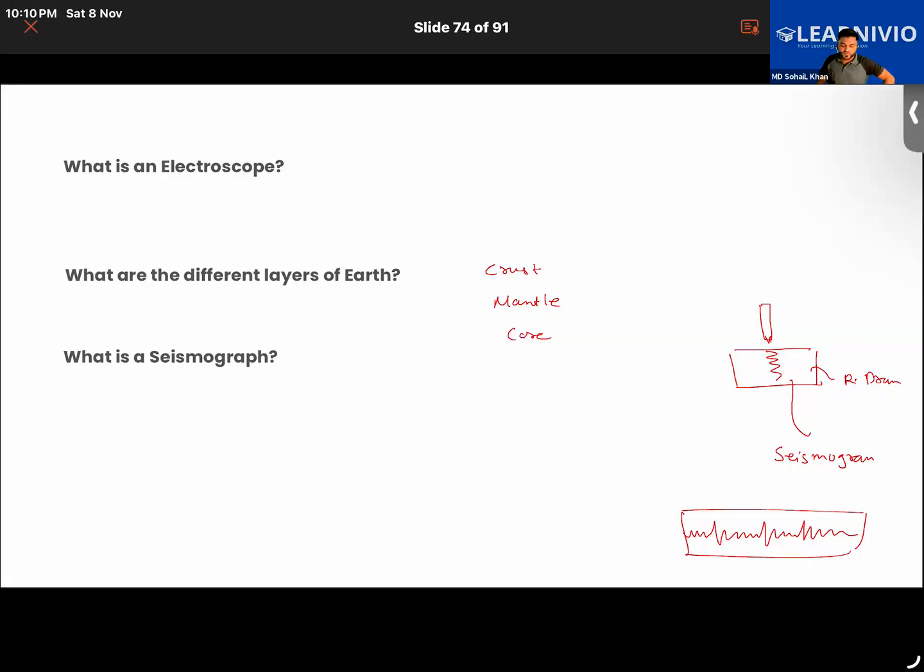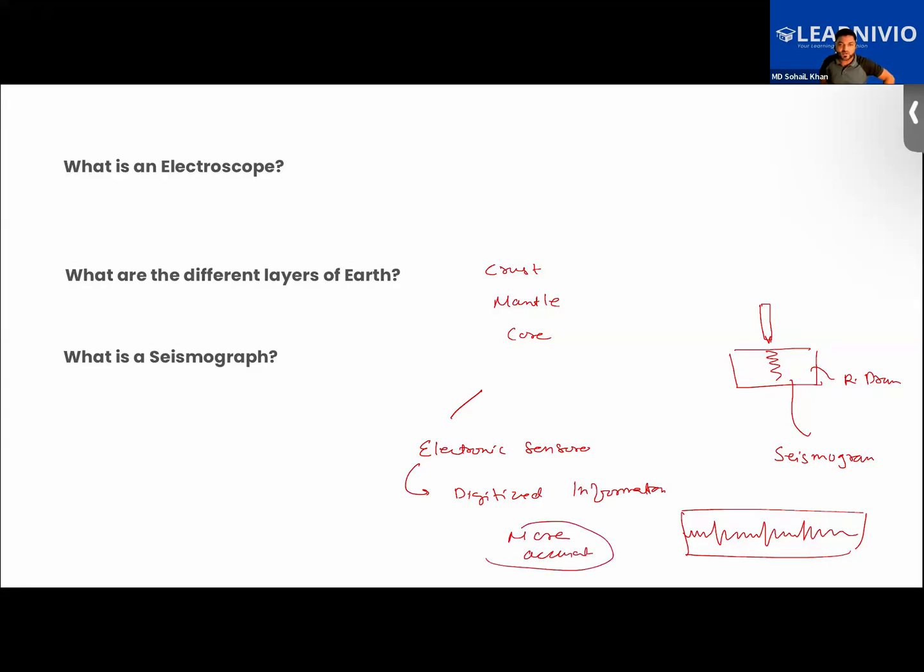The previous ones had a setup where the pen would be making diagrams on the drum, but nowadays in modern times we have seismographs that use electronic sensors and give you digitized information. These are more accurate, and the digitized information will later be analyzed and the magnitude expressed. With further calculations, we can also determine the source of the earthquake, the epicenter, hypocenter, etc.